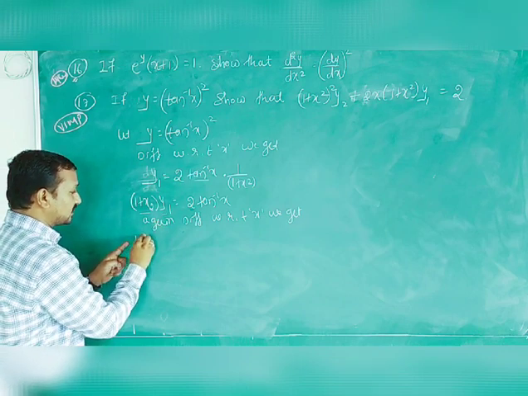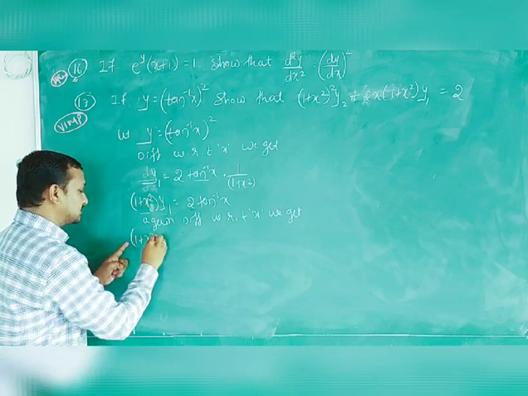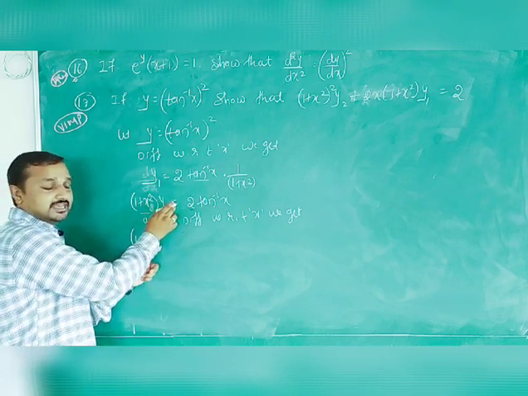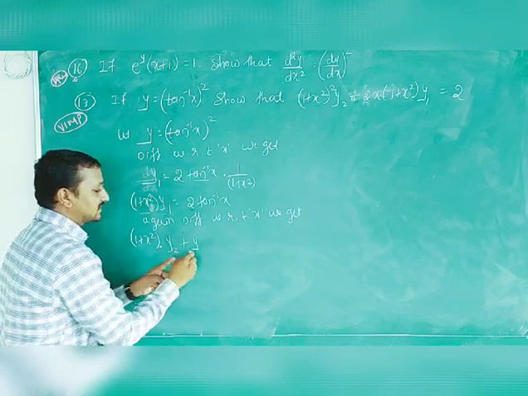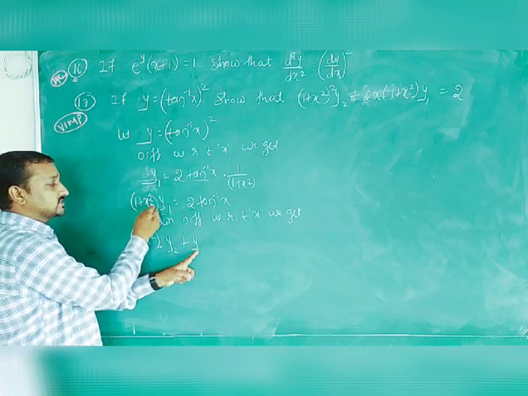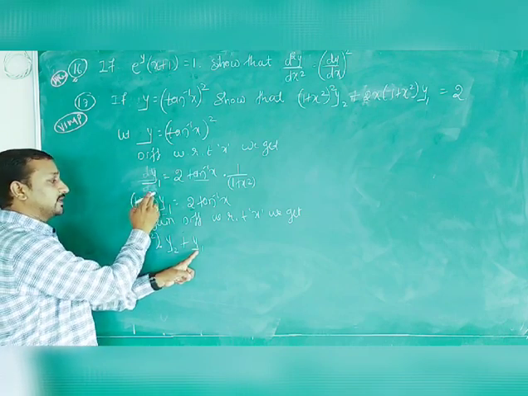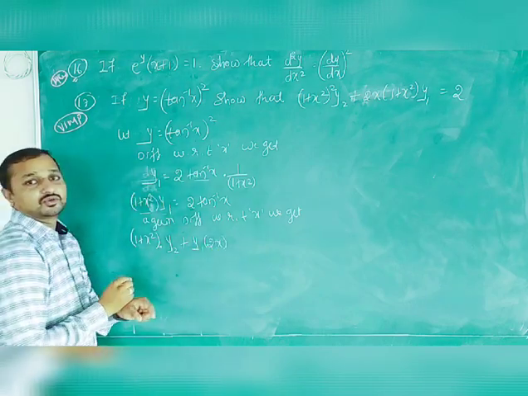So first function is 1 plus x square, keep as it is. Derivative of second function: the derivative of second function y1 is y2. Plus second function y1 keep as it is. Then the derivative of first function 1 plus x square: derivative of 1 is 0, and derivative of x square is 2x.